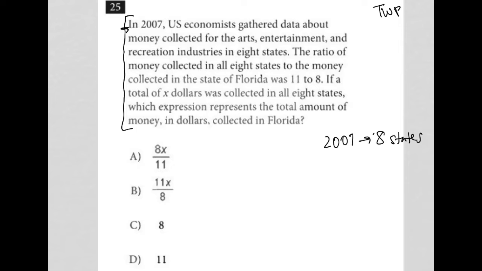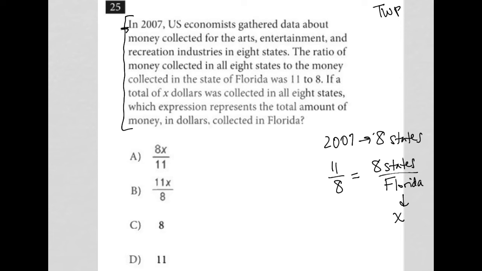The next sentence says the ratio of money collected in all 8 states to the money collected in the state of Florida was 11 to 8. Okay, so 11 to 8 equals 8 states to Florida. That's what the question tells us. Next sentence says, if a total of X dollars was collected in all 8 states, so we go down here, those 8 states as my numerator in that fraction, in that ratio, I'm being told that's X.